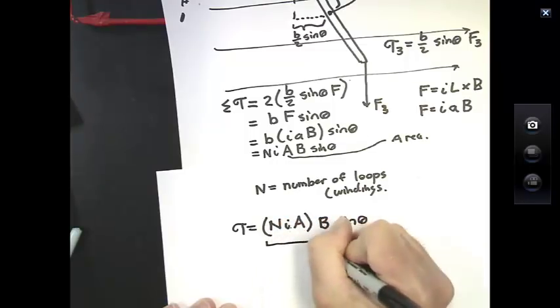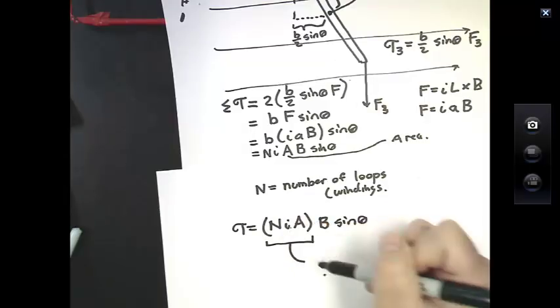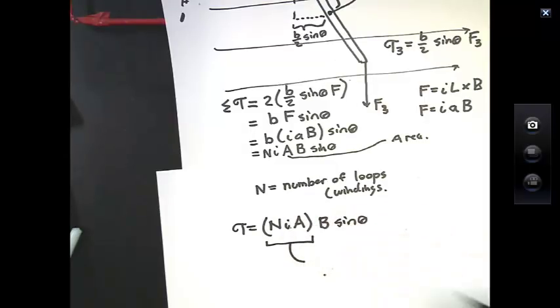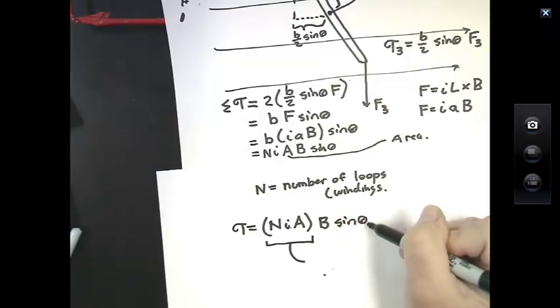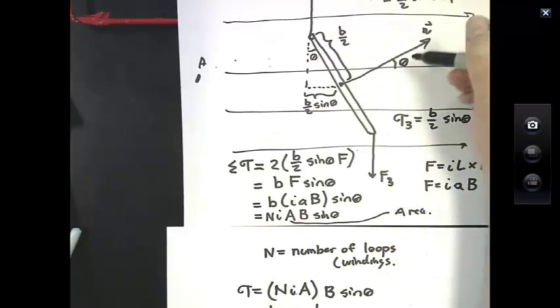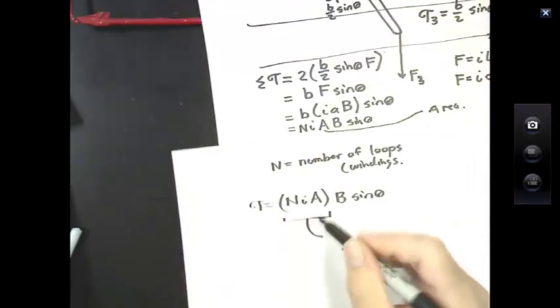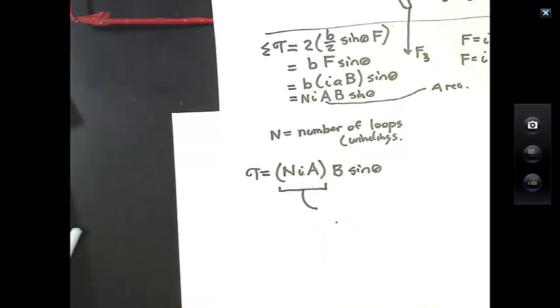This represents the properties of the coil. It tells us how many loops the coil has, how much current is going through it, and what the area of the coil is. This, of course, is the magnetic field the coil is sitting in, and theta is the angle between the perpendicular to the coil and the magnetic field. Remember, that's this guy here. Okay. Sometimes they call this quantity here the magnetic moment of the coil.